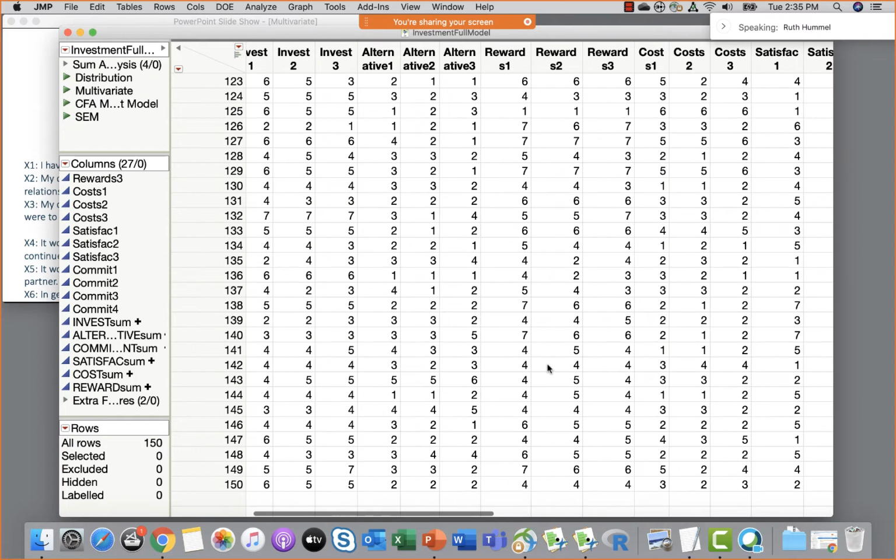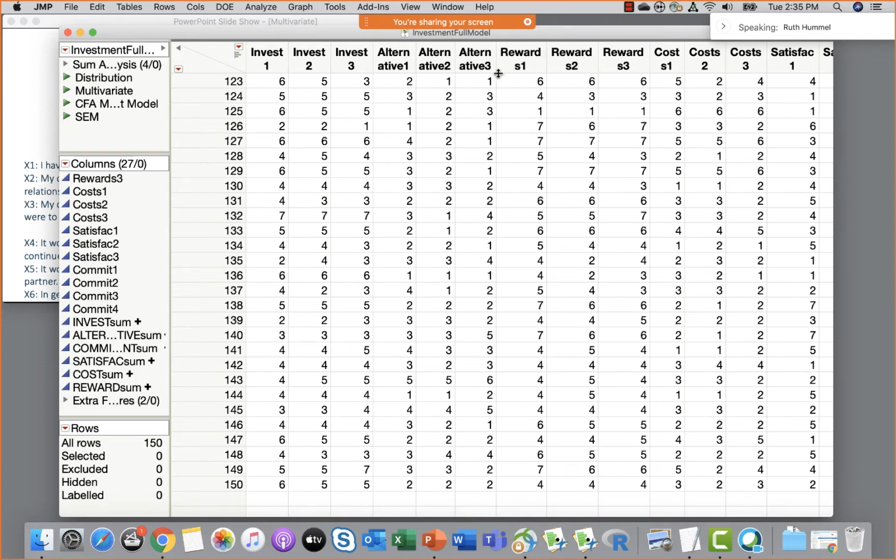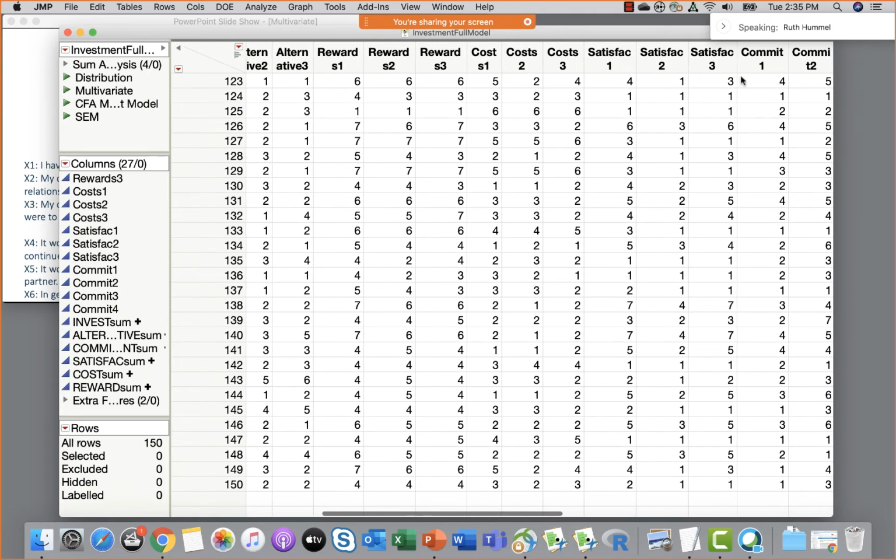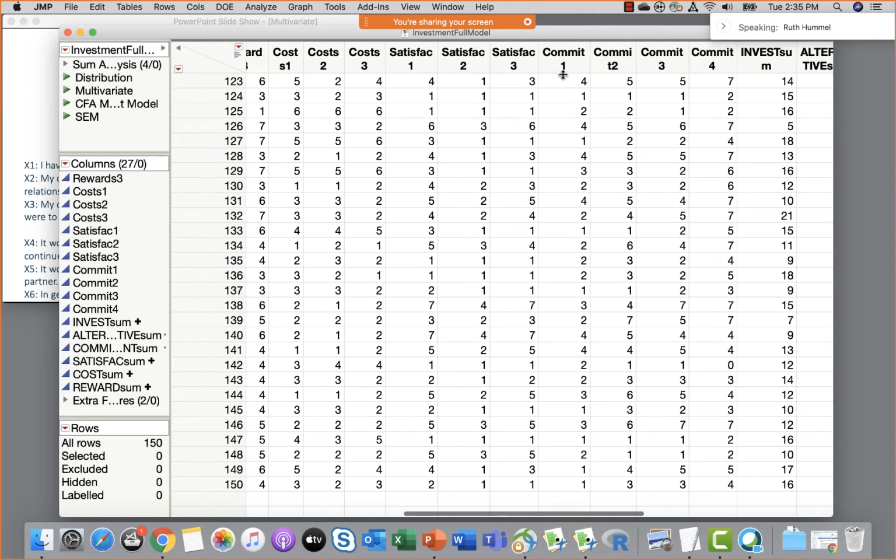We've actually got more than just the investments and alternatives. We also have questions about the rewards you feel you get from your relationship, the costs you feel you have to pay in order to have that relationship, how satisfied you are with your relationship, and then 4 questions on how committed you feel in your relationship. So the commitment is kind of the end, the response we'd be interested in.